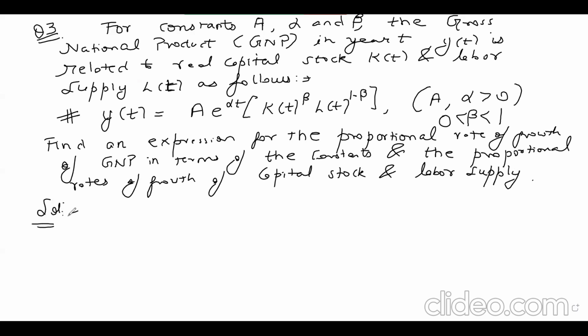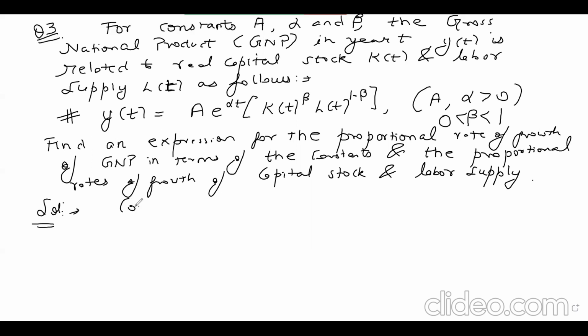Okay, this is what the question is asking us. We need to find an expression for the proportional rate of growth of output or GNP in terms of the constants and the growth rates of capital and labor respectively. So how do we start this? Remember my lectures on proportional rate of growth and elasticity. I have covered this in my basic mathematical methods for economics MME 1 course. The first step we do is we take logs.